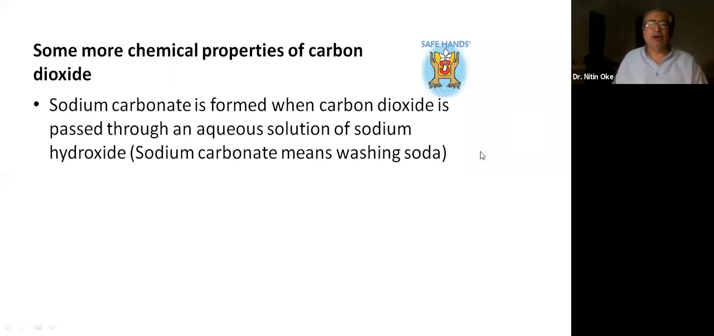Sodium carbonate is formed when carbon dioxide is passed through an aqueous solution of sodium hydroxide. Sodium carbonate means the soda we use for washing, washing soda.